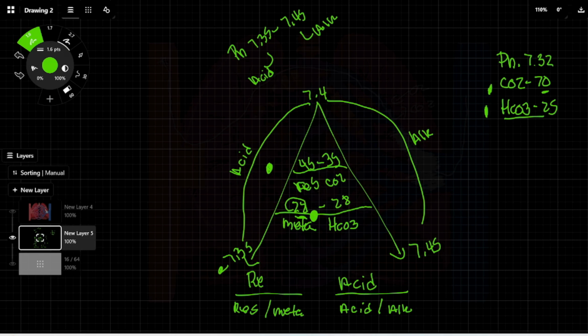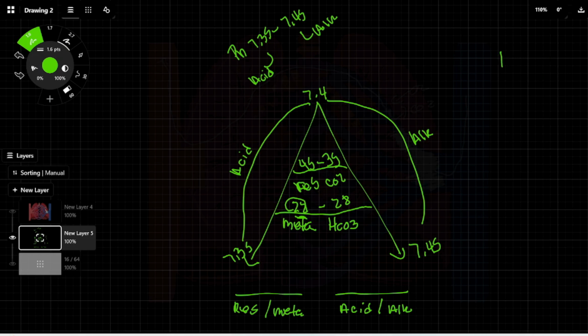Let's try a few more. We'll erase these. Get rid of those guys. Now let's say we have a patient, we'll give them a pH of 7.31, a CO2 of 42 and an HCO3 of 16. So we know that the last name is acidosis.